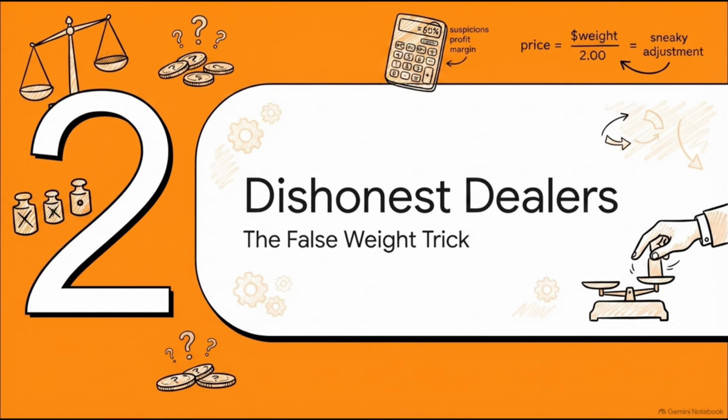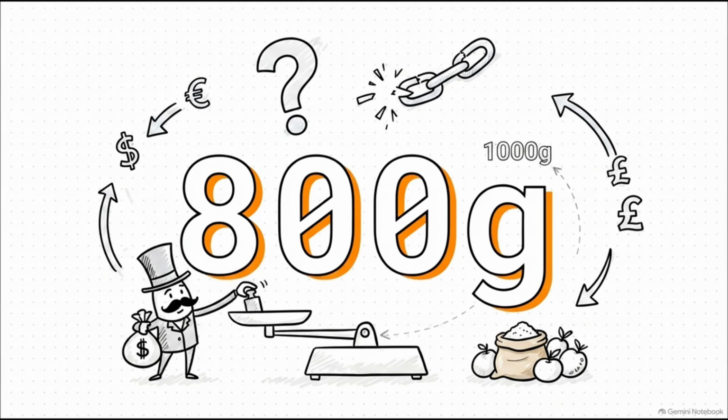Moving right along to part 2, secrets of dishonest dealers and the false weight trick. We are now dealing with the absolute villains of the retail world, and we need to talk about their most notorious weapon, 800 grams. I want you to lock this specific number in your brain. When a shady shopkeeper acts like they're selling you a full 1 kilogram, 1,000 grams of goods, this is very often the actual weight they are secretly slipping onto the scale.